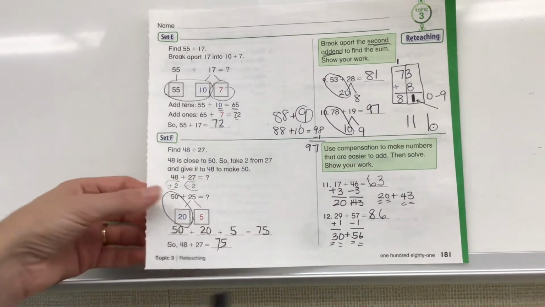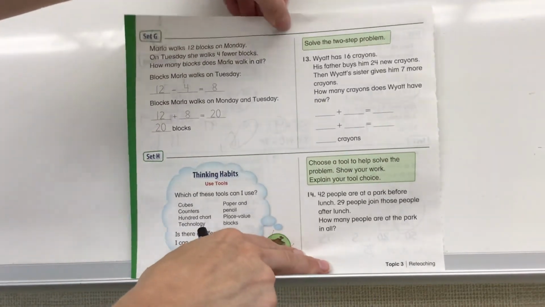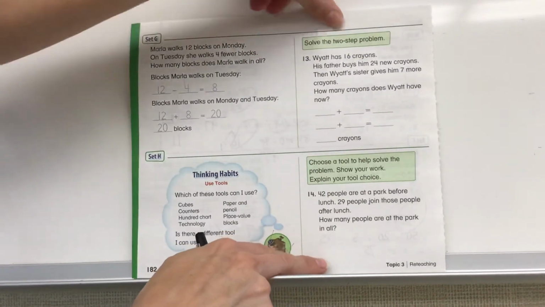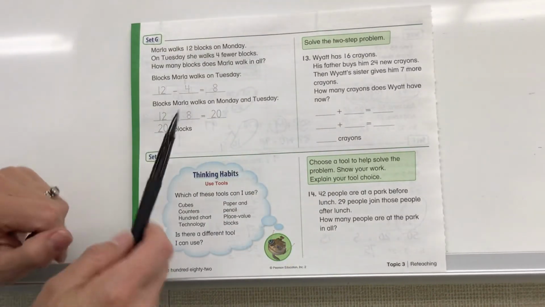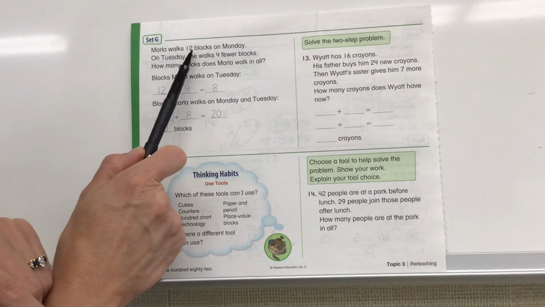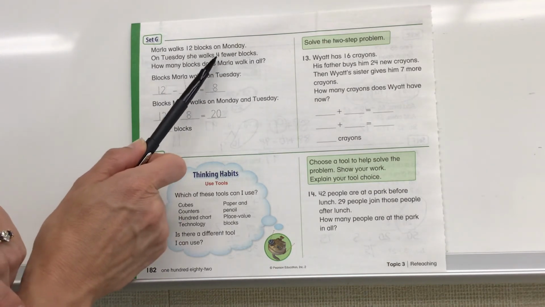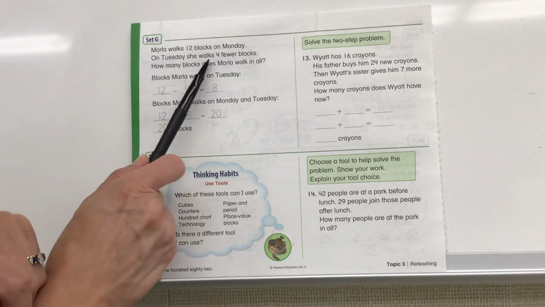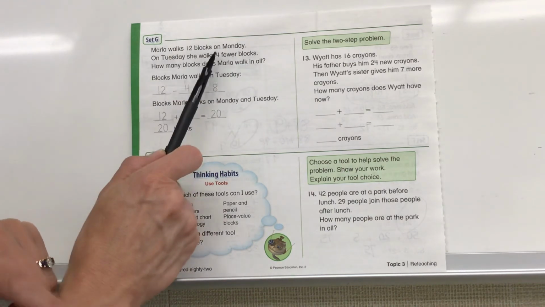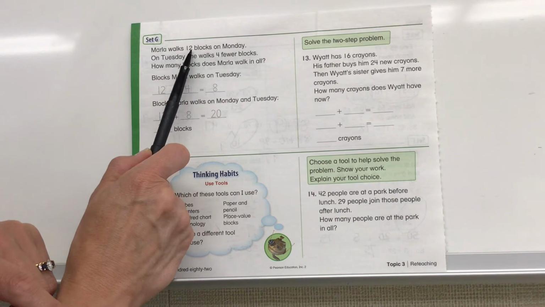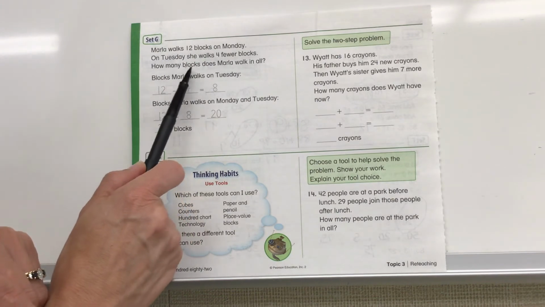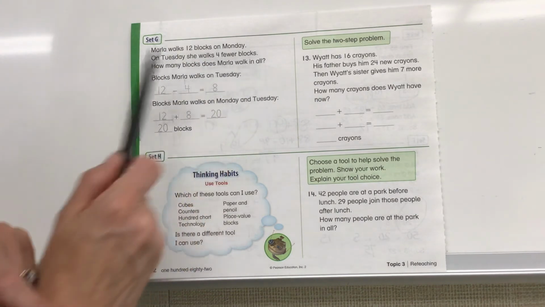Let's flip it over to our last page. I know this is our last big review before we have our assessment, so we want to make sure that we've reviewed everything before, so you guys are all ready. All right, set G. Marla walks 12 blocks on Monday. On Tuesday, she walks 4 fewer blocks. Did she walk 4 blocks on Tuesday? No, she walks 4 fewer than on Monday. How many blocks does Marla walk in all?